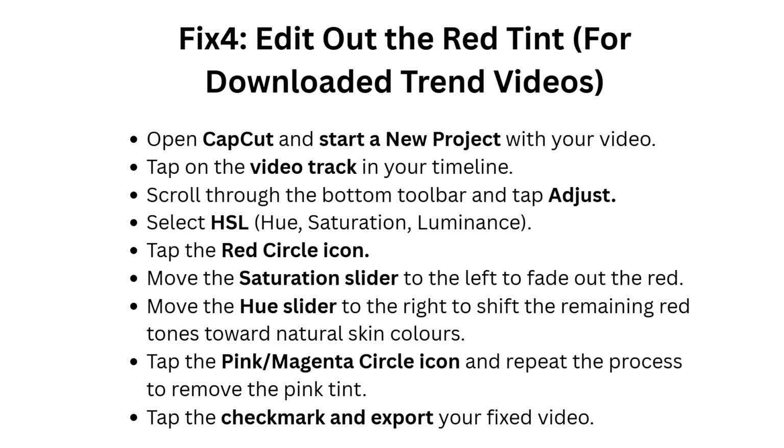You just have to open the CapCut and tap on start a new project with your video. Then tap on your video track in your timeline and scroll to the bottom toolbar and tap on adjust. Select HSL, then tap on the red circle icon, move the saturation slider to left to fade out the red.